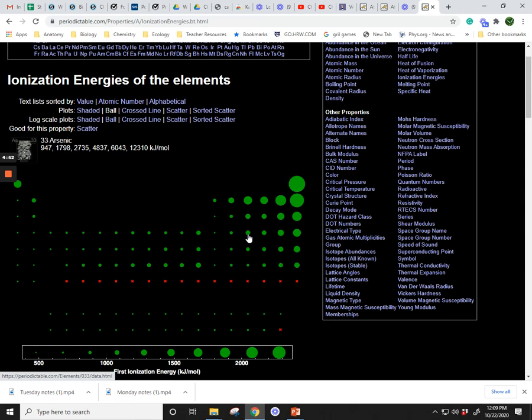Okay, so this is why non-metals tend to form negative ions, because it's easier to gain electrons than to lose them to have an octet, and this is why metals tend to lose electrons and form cations to have their octet. Okay?